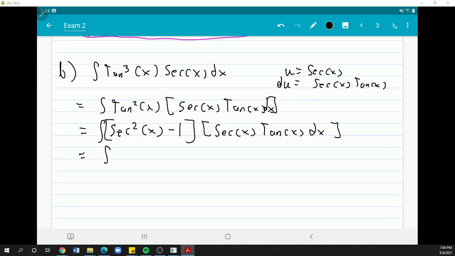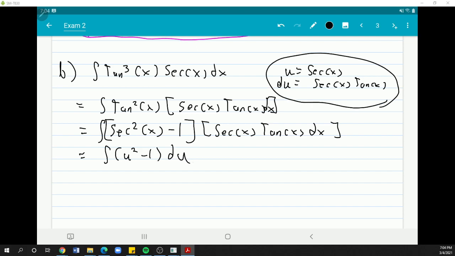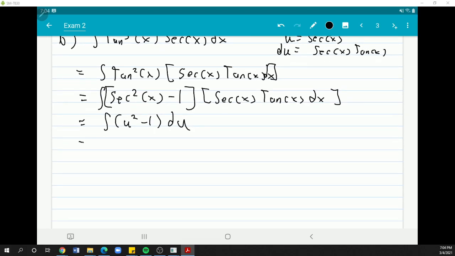So now this is the integral of u squared minus 1 du, using this u equals secant x, and du is secant x tan x. But the integral of u squared minus 1, that's a pretty easy integral. This is u cubed over 3 minus u, all plus c. So that is our answer for part B.